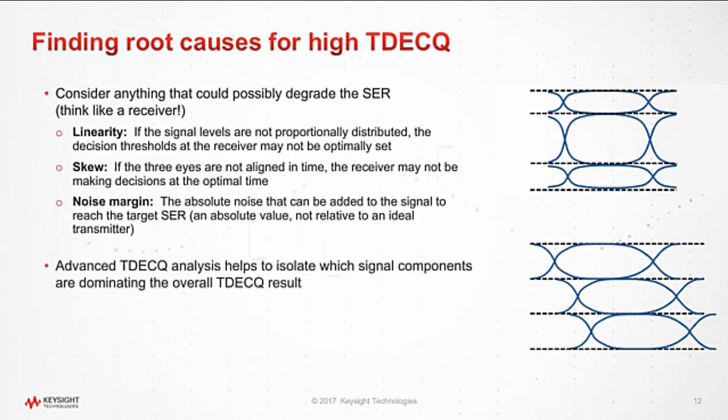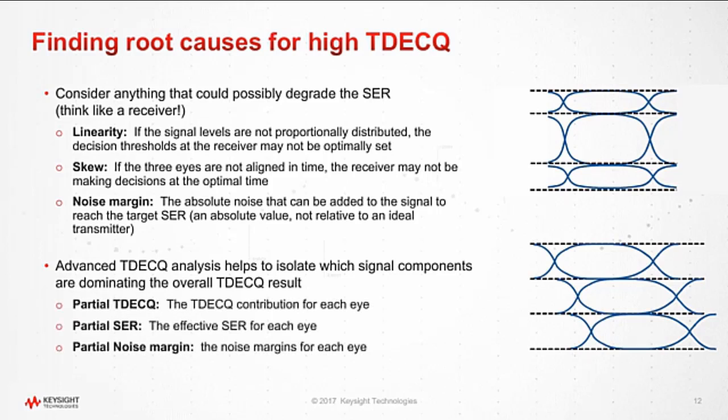So TDECQ is fairly new, but there's now starting to become some more advanced analysis capability, which can help you determine what part of your signal is dominating the TDECQ results. So for example, if you could make a partial TDECQ measurement, that would tell you a lot about which eye was most problematic. Likewise, being able to measure SER for each eye and measure noise on each eye in order to determine perhaps you've got a RIN, or relative intensity noise problem, where the noise on your top eye is dominating the SER.